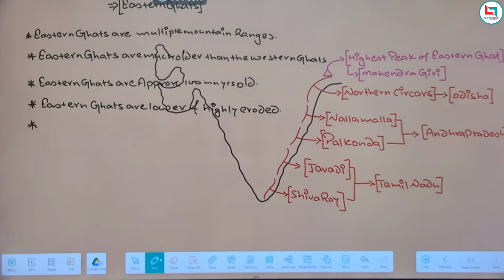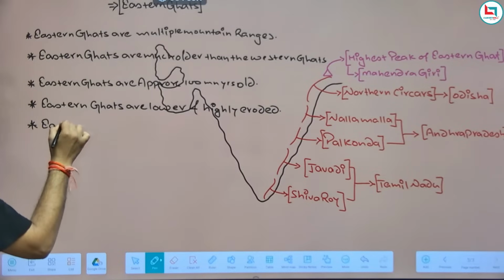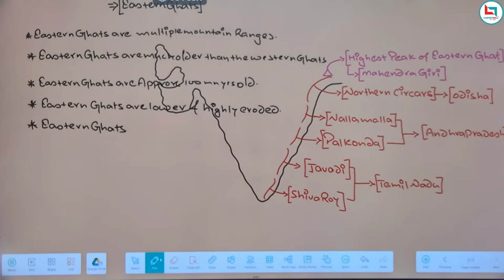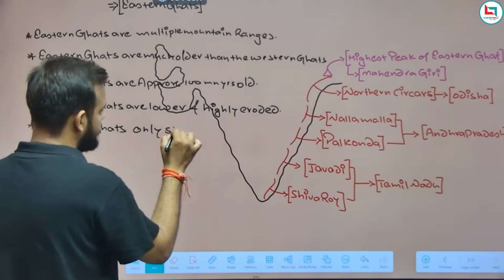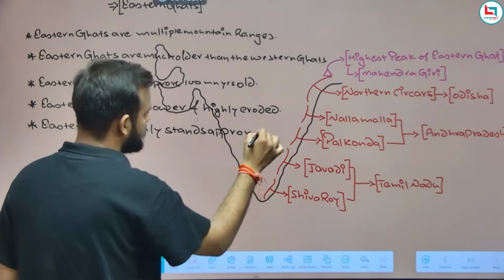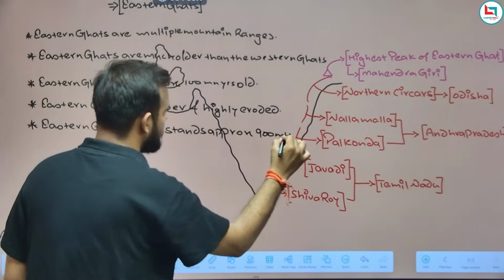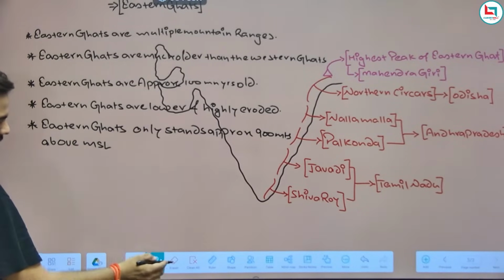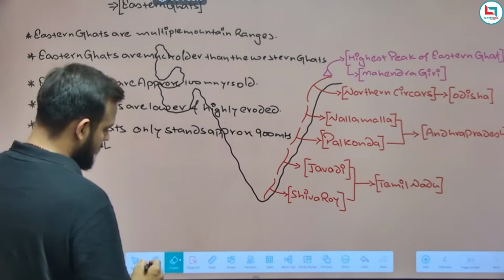Next thing, they are discontinuous mountain ranges. Eastern Ghats only stand approximately 900 meters above the mean sea level.